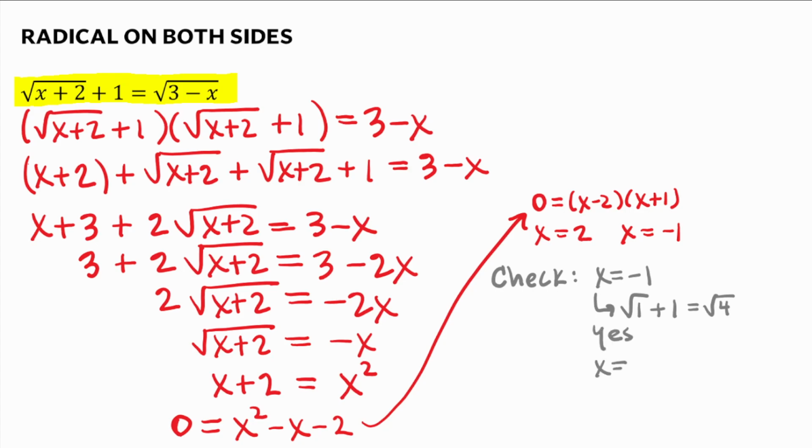Okay, when x equals positive 2, I'm going to plug that in. I'm going to have the square root of 4 plus 1, so that would be 3, equaling the square root of 3 minus 2, so that would be the square root of 1. And no, that's not right. That's not true. So I'm going to get rid of x equals 2 because that was an extraneous solution, and x equals negative 1 is my only solution there. But I would say that, at least in my class, this is about as bad as it would get.